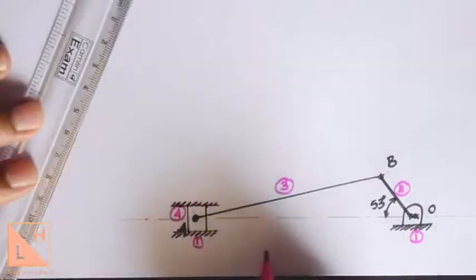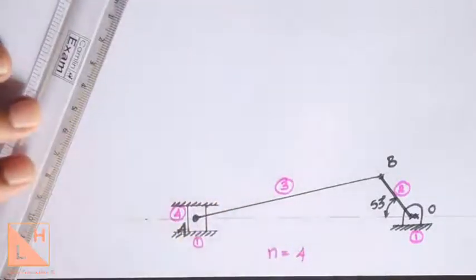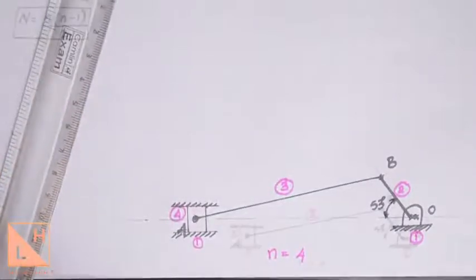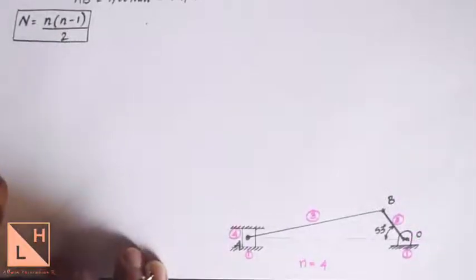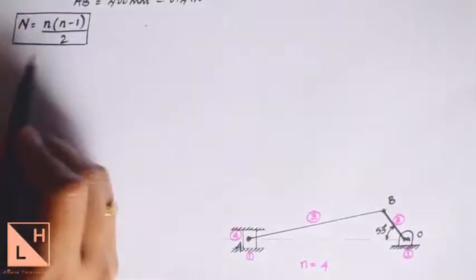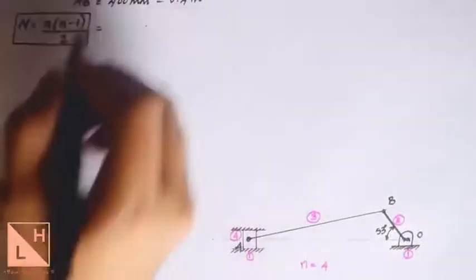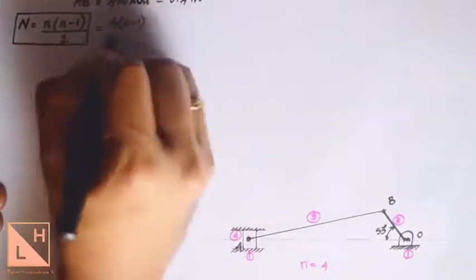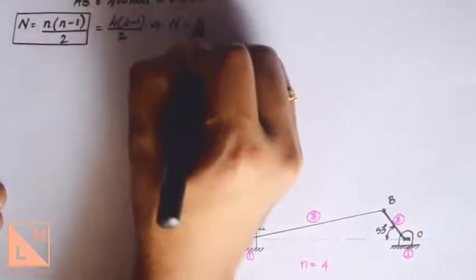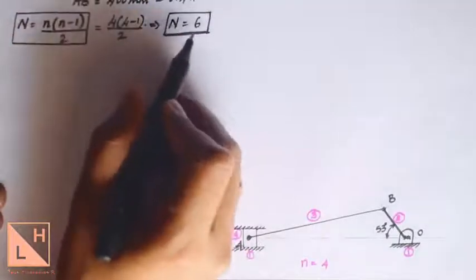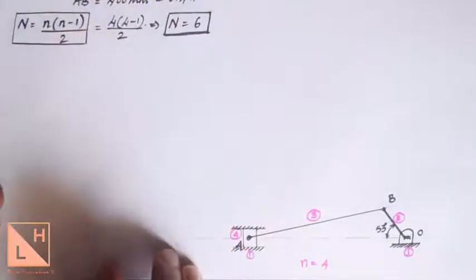So we have a total of 4 links, right? For this 4 number of links, let us now find out how many instantaneous centers we need to find for this mechanism. We know the formula to calculate the number of instantaneous centers given by n into n minus 1 by 2. When you substitute small n as 4, that is the number of links, we get the value of capital N as 6, which means that we need to find 6 instantaneous centers for this particular mechanism.